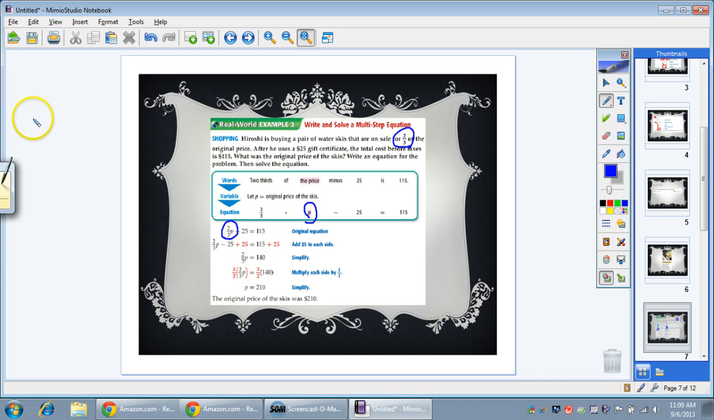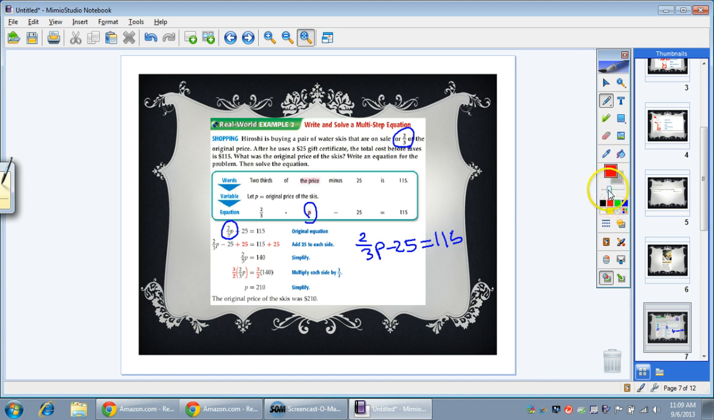Now if you like, we can write this another way. Instead of going sideways, you can put 2/3 P minus 25 equals 115.